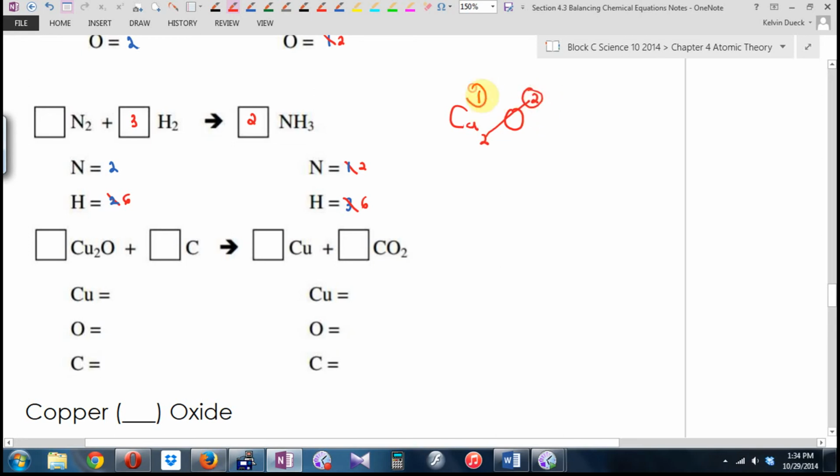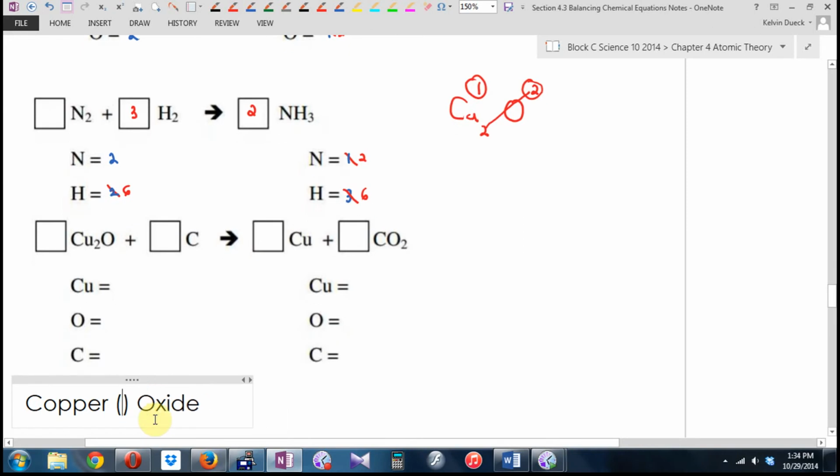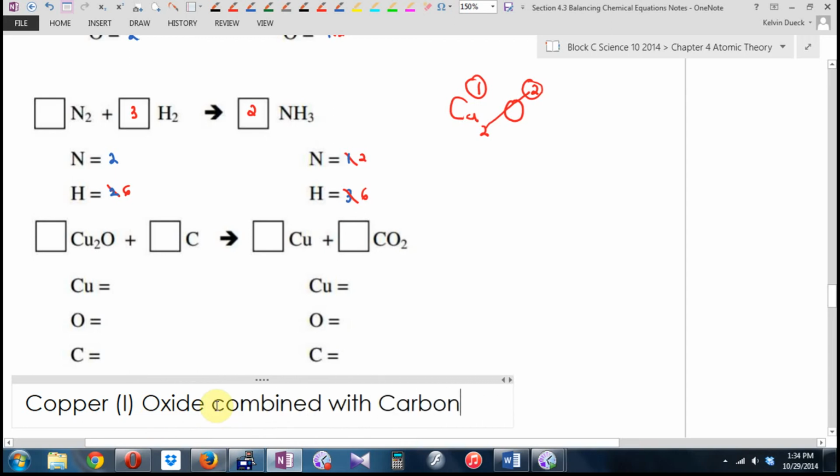So copper can have a charge of what? Can you find copper? Is it allowed to have a charge of 1 on the valence chart? It is? Okay. So if they gave this to you as a name, they would say copper(I) oxide combined with carbon, C, yields, results in, gives, ends up with, whatever synonym you want to think about for produces.